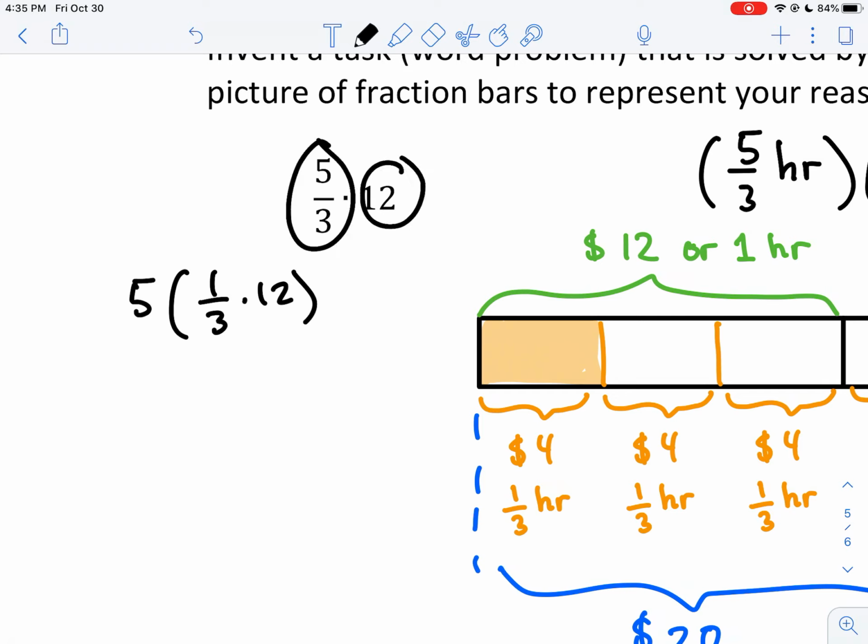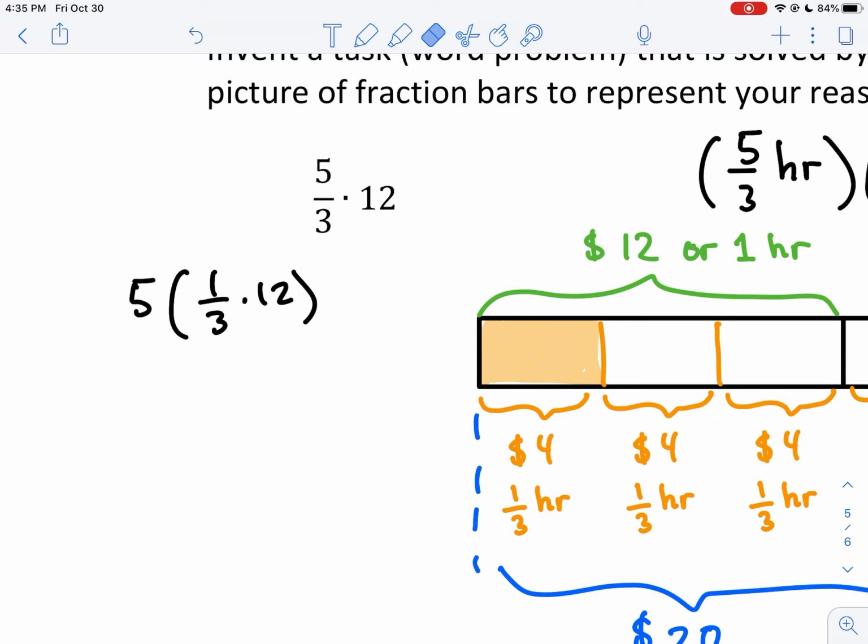The gist of it is when you do a fraction times a whole number, really a fraction times anything, you want to partition the multiplicand into 3 equal parts and then do 5 iterations of that, and that is how you get your new amount.